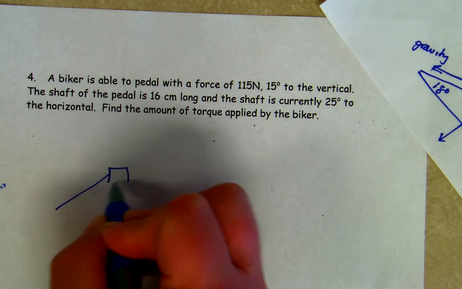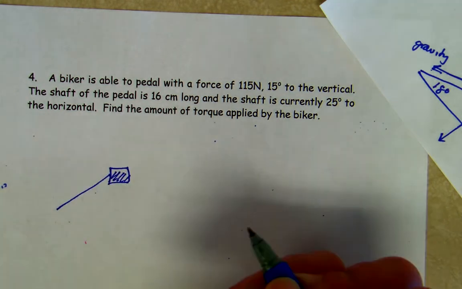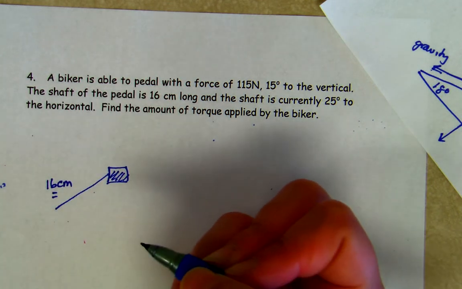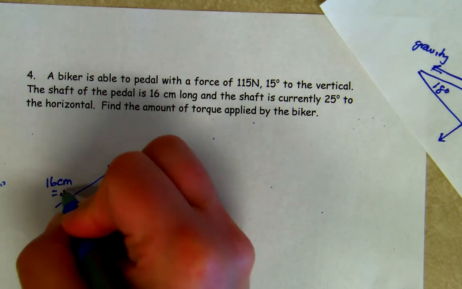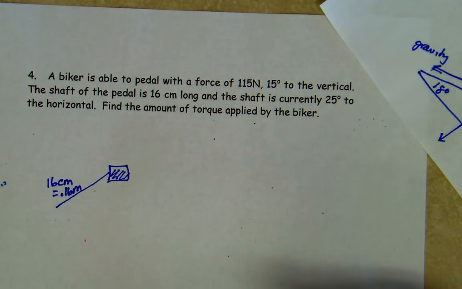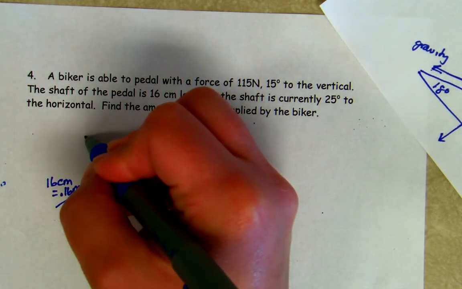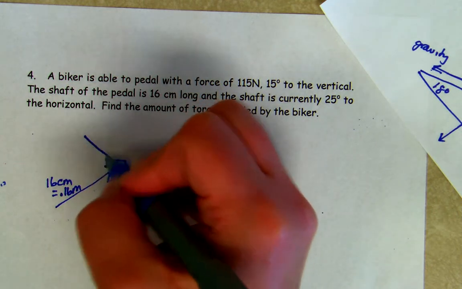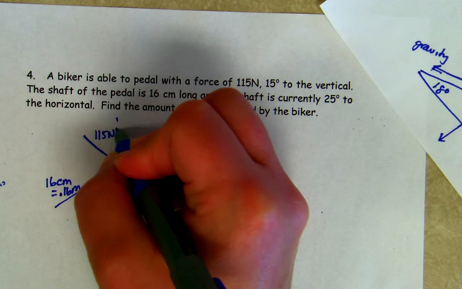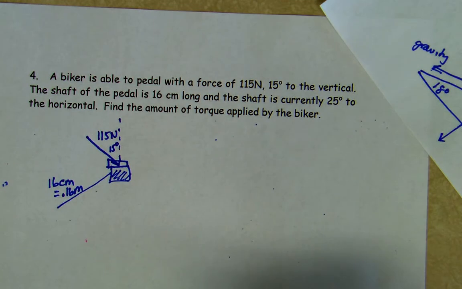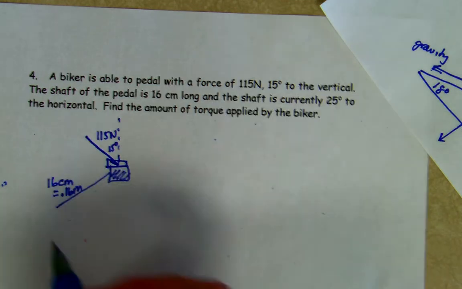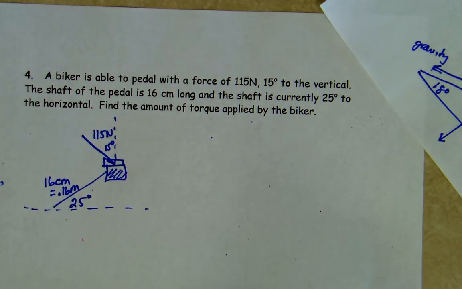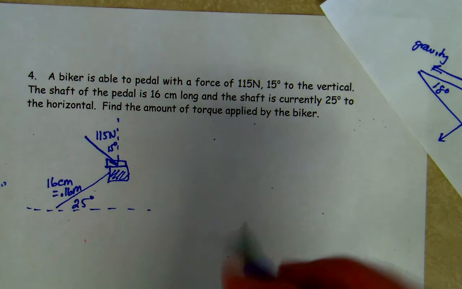I'm going to draw my pedal, which looks like that. So that's the foot part of the pedal. The pedal is 16 centimeters long, but whenever we work with these formulas, our units are newtons and meters. So right away I'm going to change that to 0.16 meter. Now this is the force coming in because the foot is there. So the biker is applying 115 newtons of force 15 degrees to the horizontal. The shaft of the bike is 25 degrees to the horizontal. So I think I have everything in there.